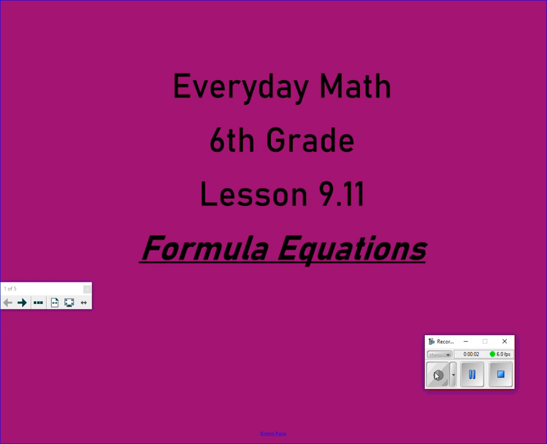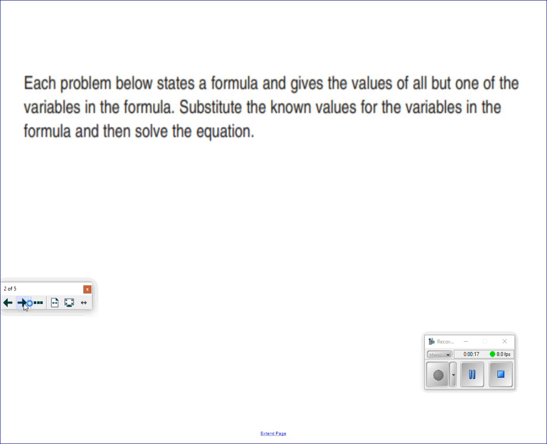Hello, sixth graders. Today we're going to be working with formula equations. You get to use a calculator today, so better press pause and grab a calculator, because as I'm working through this, I'm going to have a calculator in my hands too, and I'm going to show you how this all works. Let's take a look and follow along very closely, please.